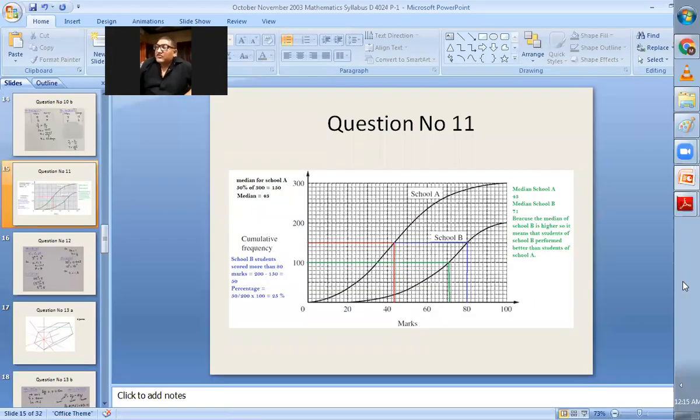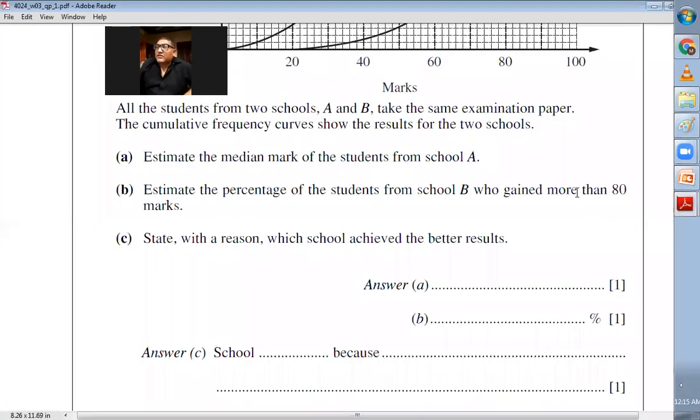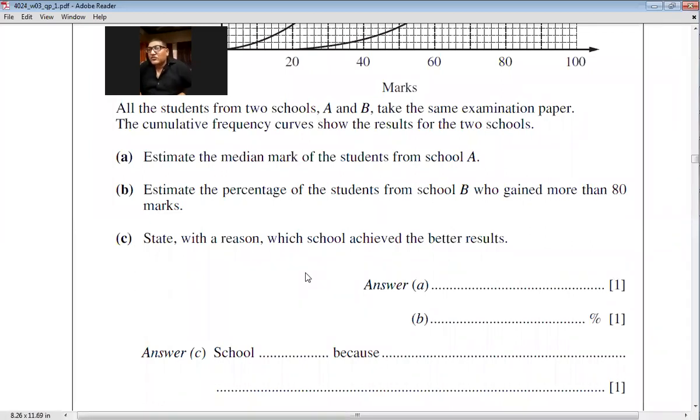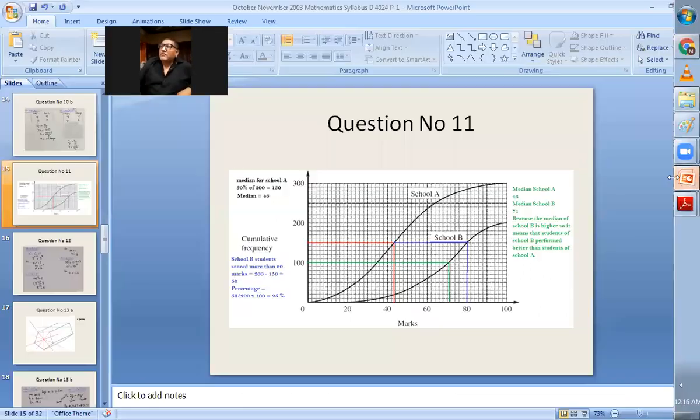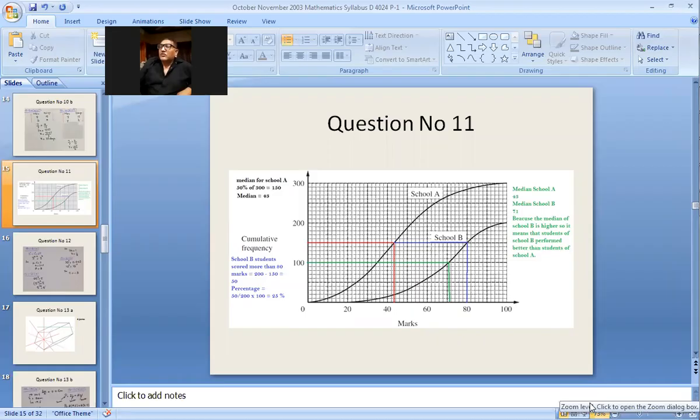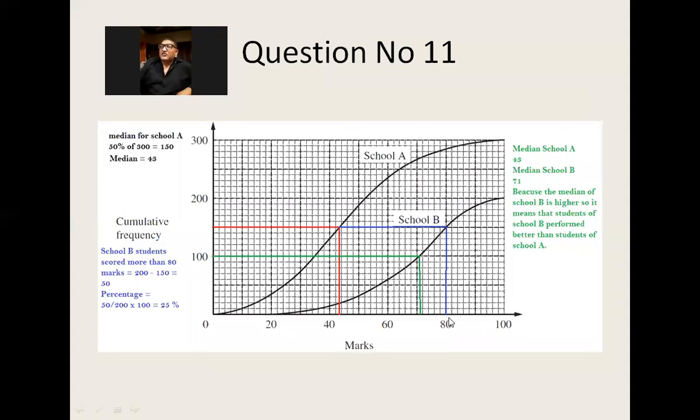Then let me read the next question. The next question is, estimate the percentage of students from the school B who gained more than 80 marks. Okay, so more than 80% marks. So from the 80 marks here on the x-axis, from here, I will go up and I will check what is the value here. So it's like 150. So the total people in the school B are 200. So the question is who scored more than 80 marks. So that will be 200 minus 150.